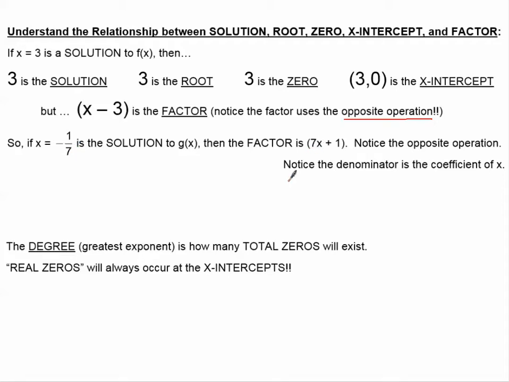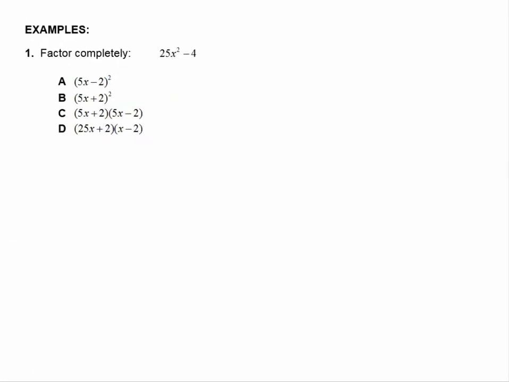Another example, if x equals negative 1/7 is the solution, then the factor will be 7x plus 1. Notice the opposite operation, a plus, and notice also that the denominator is the coefficient on x. Two other notes. The degree, which is your greatest exponent, is how many total zeros will exist. And if you have any real zeros, they will always occur at the x-intercepts.